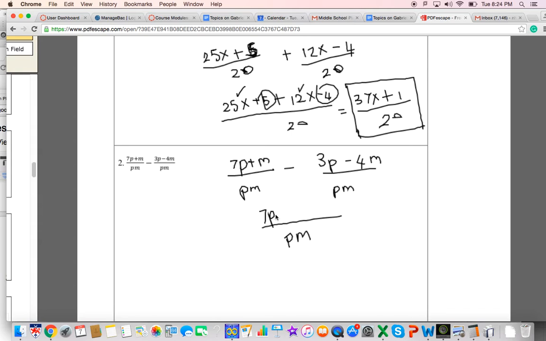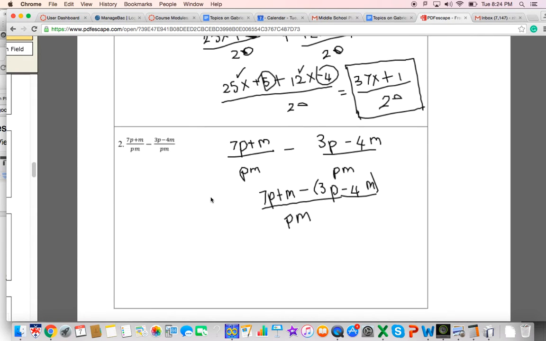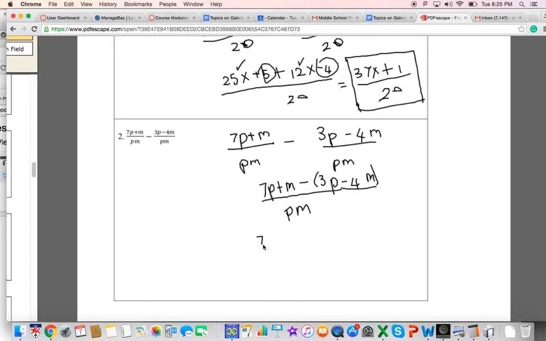So we have 7P plus M minus, and everything is being subtracted. So I'm going to put that in parentheses. (3P minus 4M). All right, so that minus sign will actually change that to a minus and change this to a plus. It will change all the signs over on this side within the parentheses. And that is the trick to this question. So we actually get 7P plus M minus 3P plus 4M all over PM.